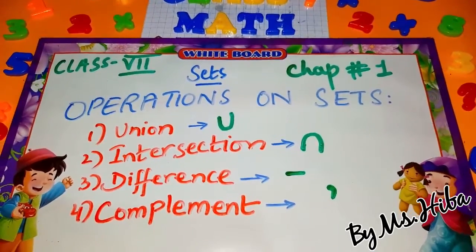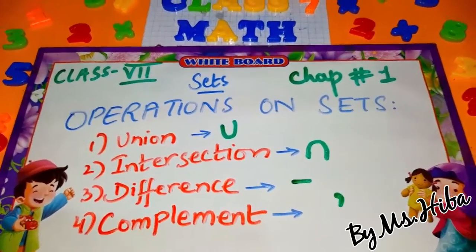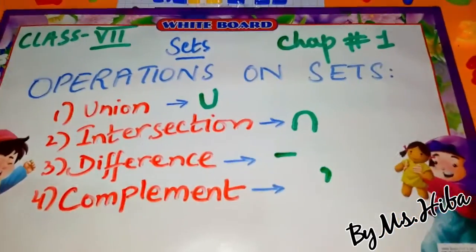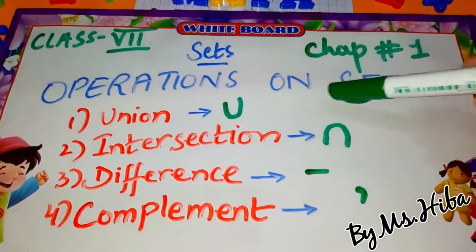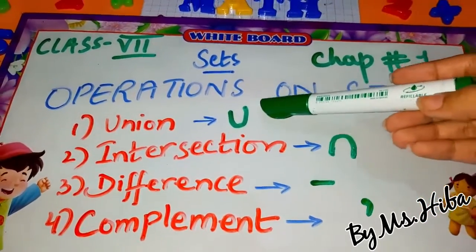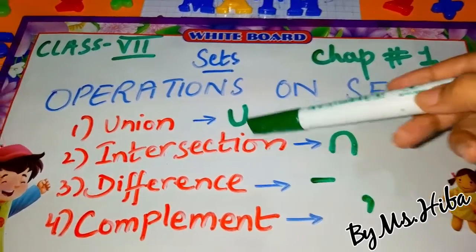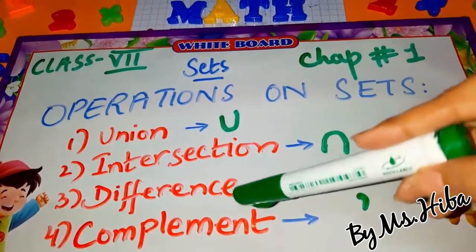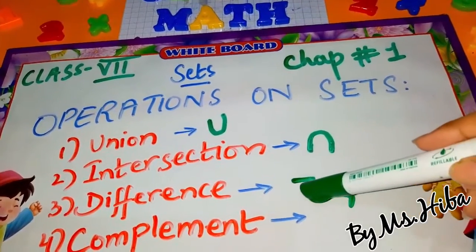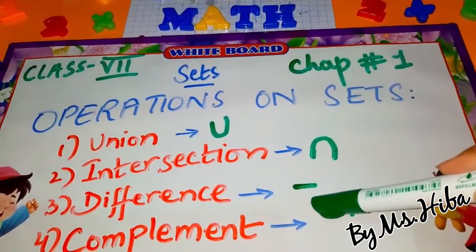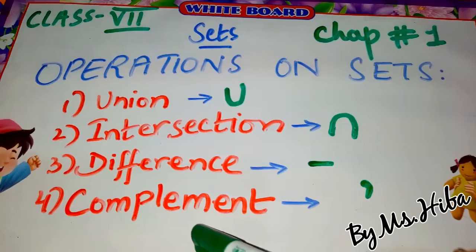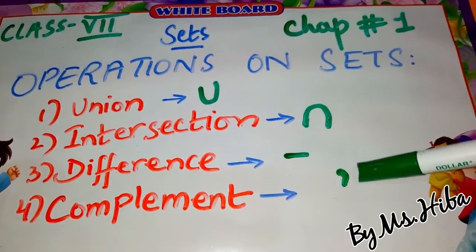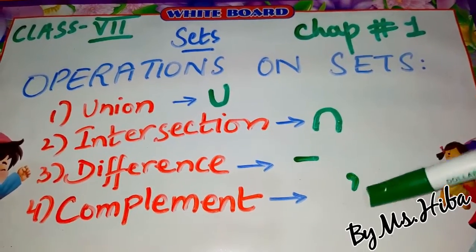Today we are going to study about operations on set. So we have four types of operations in set. Number one is union set, which we can represent by U. Number two is intersection set, which we can represent by N. Number three is difference, which we can represent by dash or we can say minus sign. And number four is complement. We represent it by apostrophe or we can say a comma.